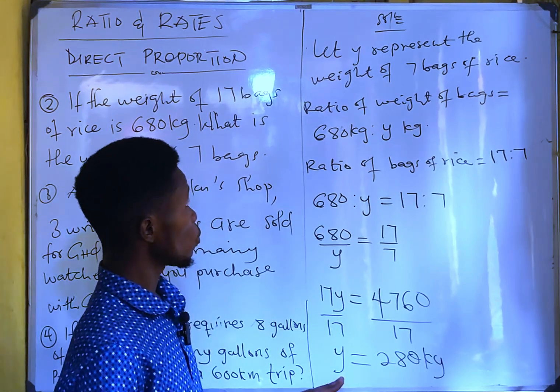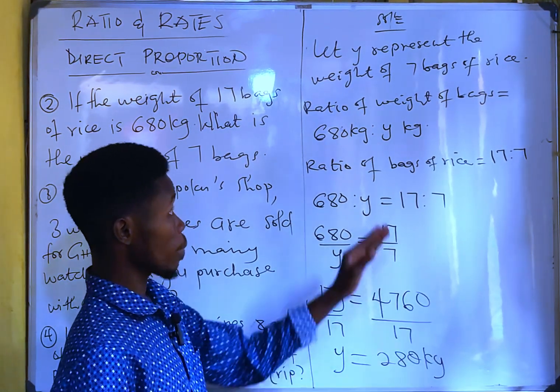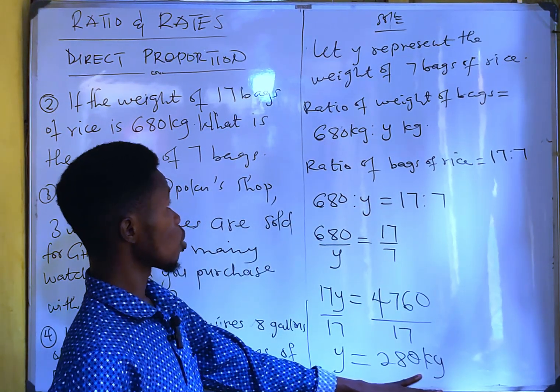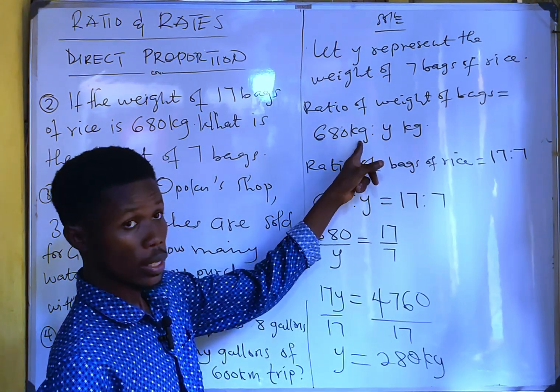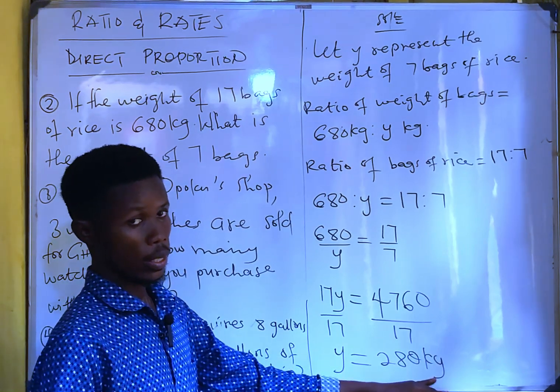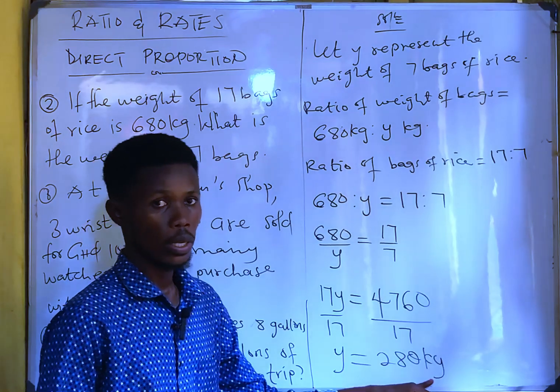Therefore, the weight of 7 bags of rice will be 280 kg. And this makes sense because the weight of 17 bags was 680 kg, and the weight of 7 bags is 280 kg, which makes sense. Because when you decrease, you have to be decreasing. This is direct.